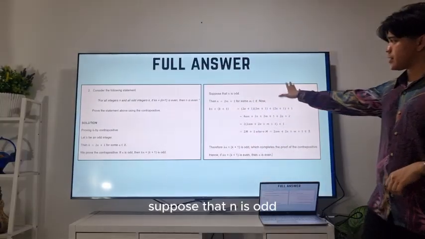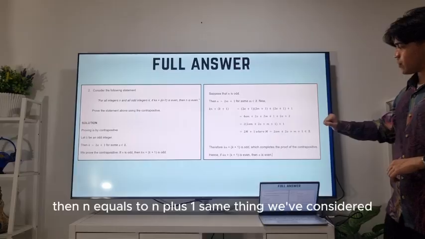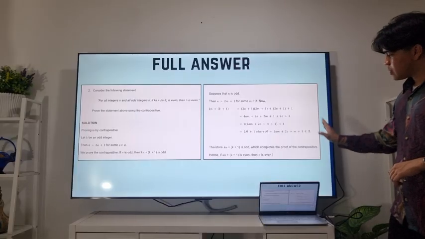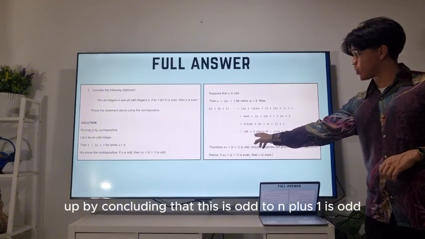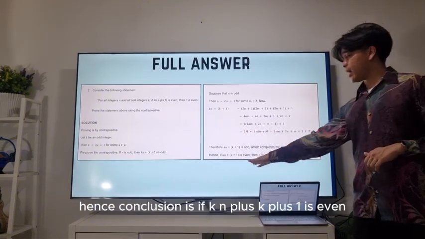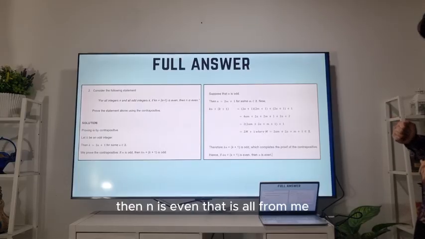Suppose that n is odd, then n equals 2m plus 1. Same thing we've considered. We wrap it up by concluding that this is odd, 2 times something plus 1 is odd. Hence, the conclusion is if kn plus k plus 1 is even, then n is even.